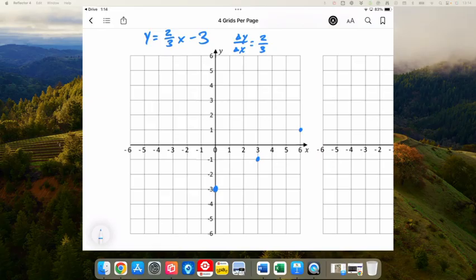Okay, and I could again go in reverse. I could go down 2 and to the left 3. If that's something that's making sense to you, feel free to do that. If it is not making sense to you, just stick with going to the right. Okay.